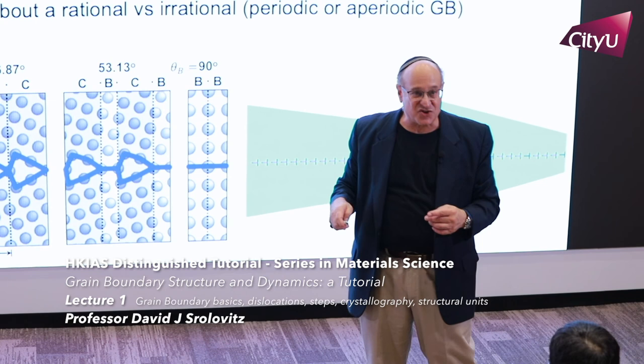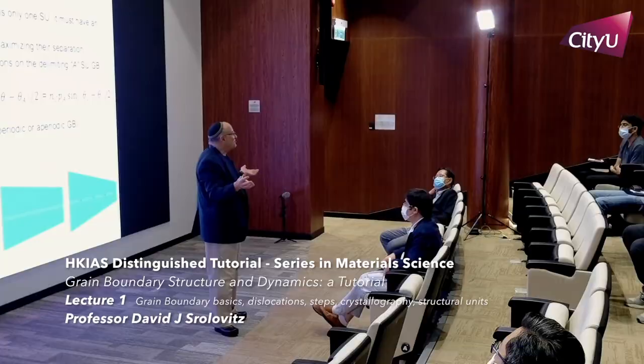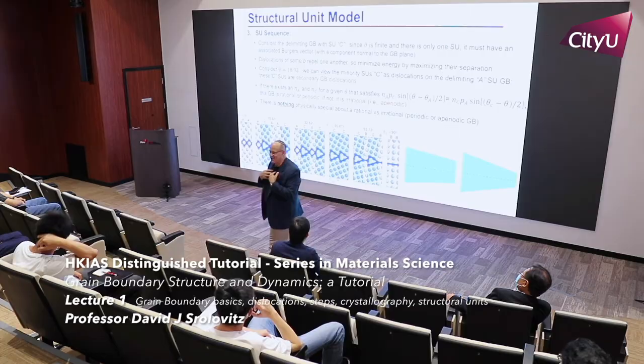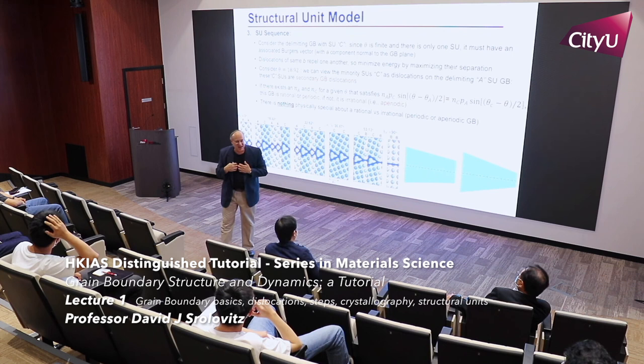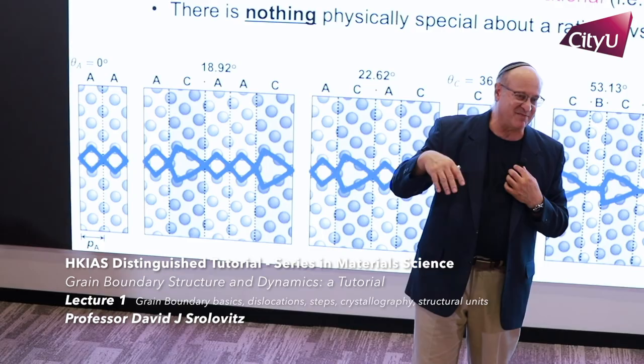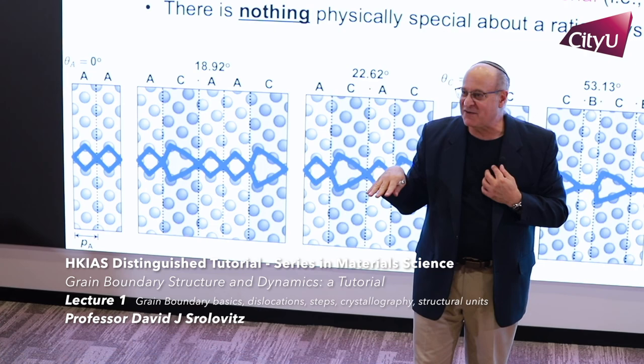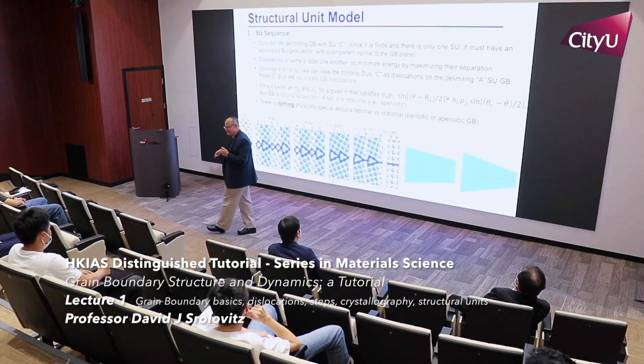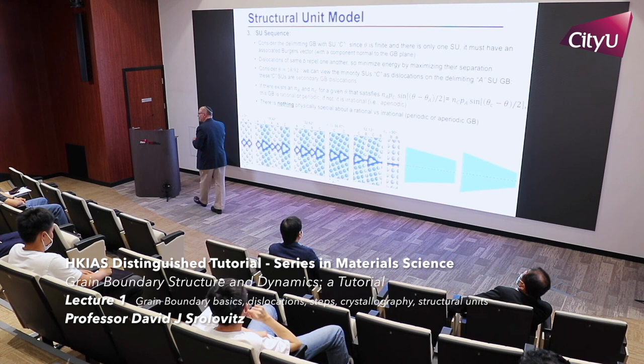because it doesn't satisfy that equation. But that's okay. It doesn't matter at all physically. It makes my life complicated when I try to calculate it, but it has no effect on the physics. Okay? So people tell you about a rational boundary, irrational boundary. You should forget all that. There's no difference between the two, except whether it's a regular or an irregular arrangement.